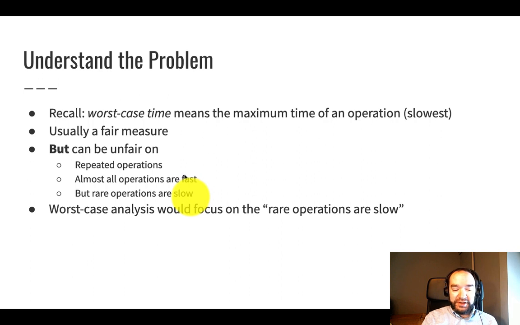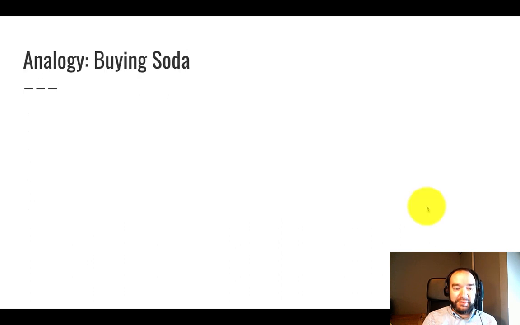And the story is different. Really, the average is much better because most are fast and there's just these rare slow operations that are making the worst case look bad. Let me make an analogy to real life.